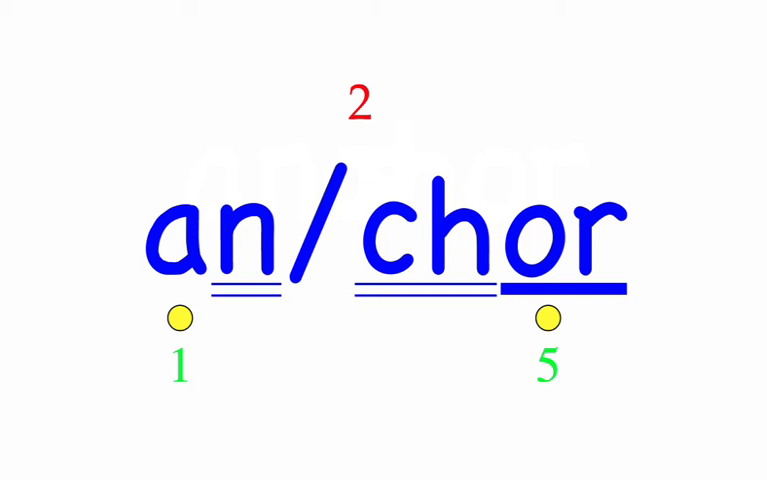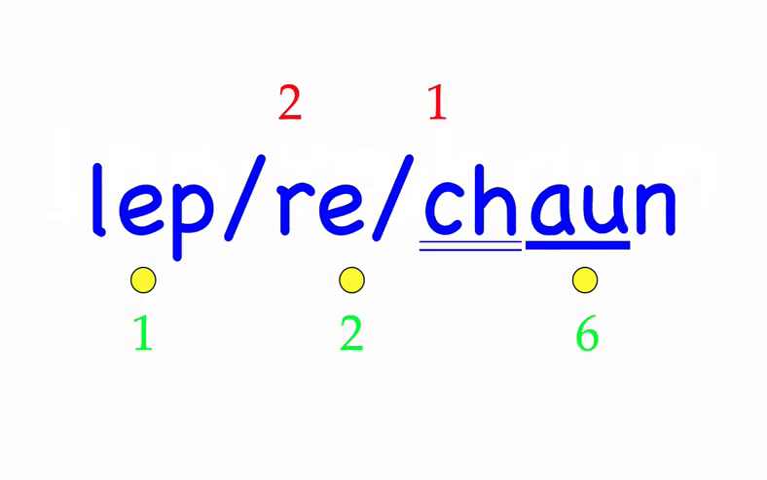Leprechaun. The leprechaun is a mischievous elf in Irish folklore. Leprechaun, 3 syllables, first syllable lep, 3 sounds, l, e, p. Re, 2 sounds, r, e. Con, 3 sounds, k, a, n. Lep-re-con, mark the word, lep-re-con.